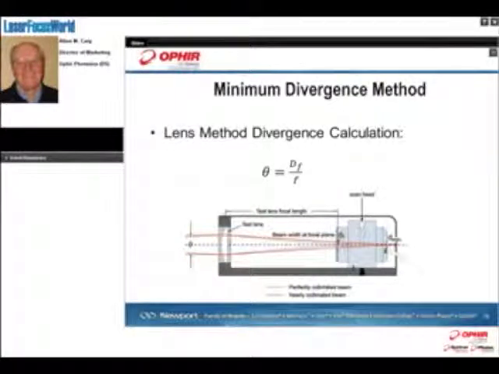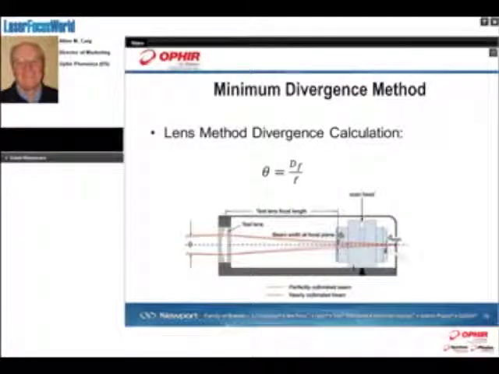So if we take a lens of a known focal length, place the profiler at the geometric focus of that lens, and then make adjustments to your collimating elements to minimize the beam size at the profiler, that will give us the minimum divergence. Now, as you can see, because lasers don't go to zero, you can't get a zero divergence. There's always going to be some divergence in the beam.